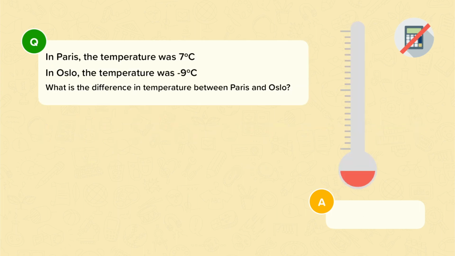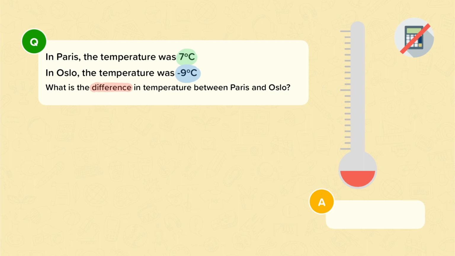In Paris, the temperature was 7 degrees Celsius. In Oslo, the temperature was -9 degrees Celsius. What is the difference in temperature between Paris and Oslo? So let's go back through the question and find the important information. We have 7 degrees C, and in Oslo we have -9 degrees C, and the question is asking us for the difference between those two numbers.